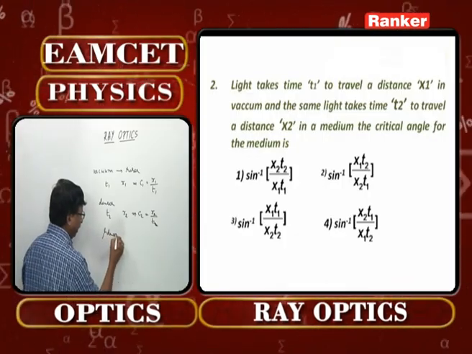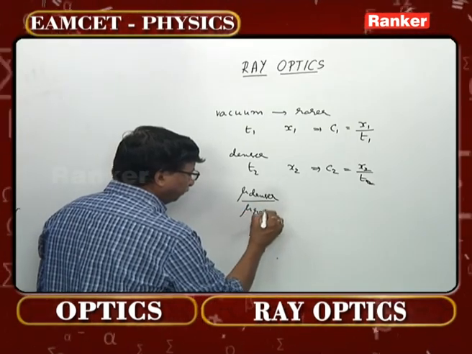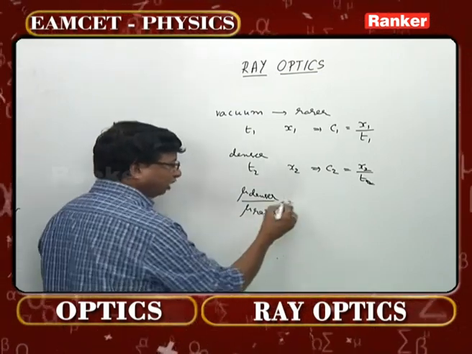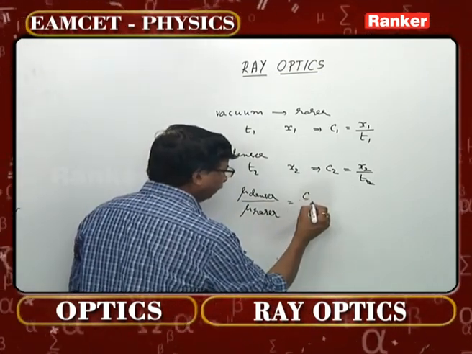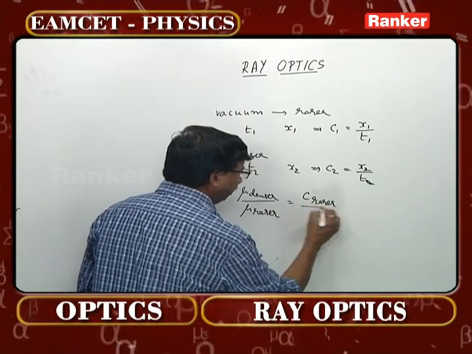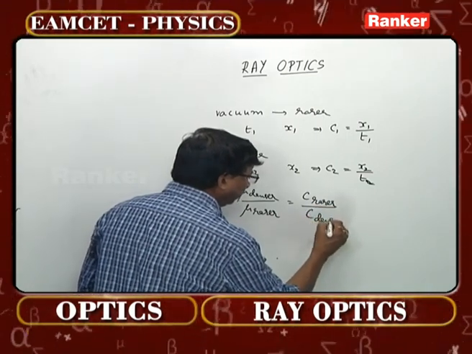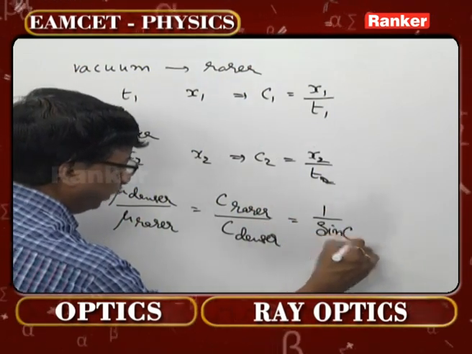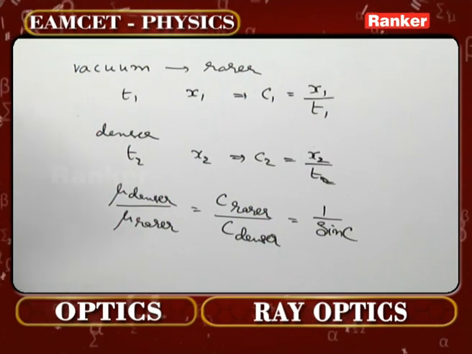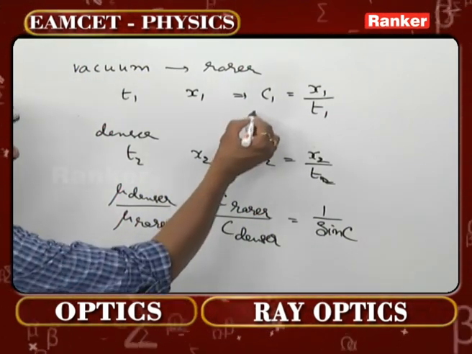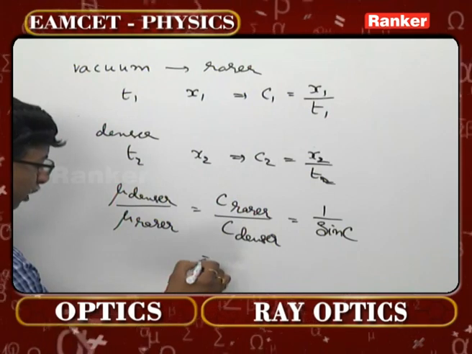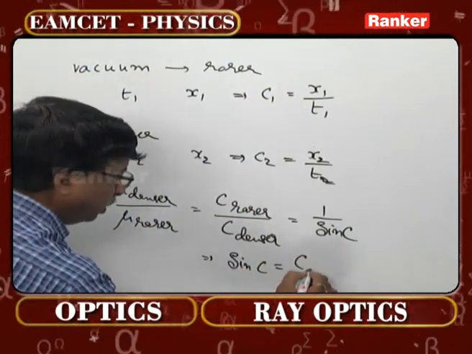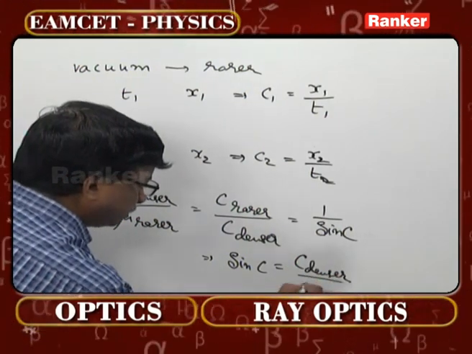Mu denser by mu rarer, this is nothing other than mu of denser medium with respect to rarer medium, which is equal to velocity of light in rarer medium divided by velocity of light in denser medium, which is equal to 1 by sin c. That is the formula you have to apply. So this implies sin c is equal to c denser by c rarer.